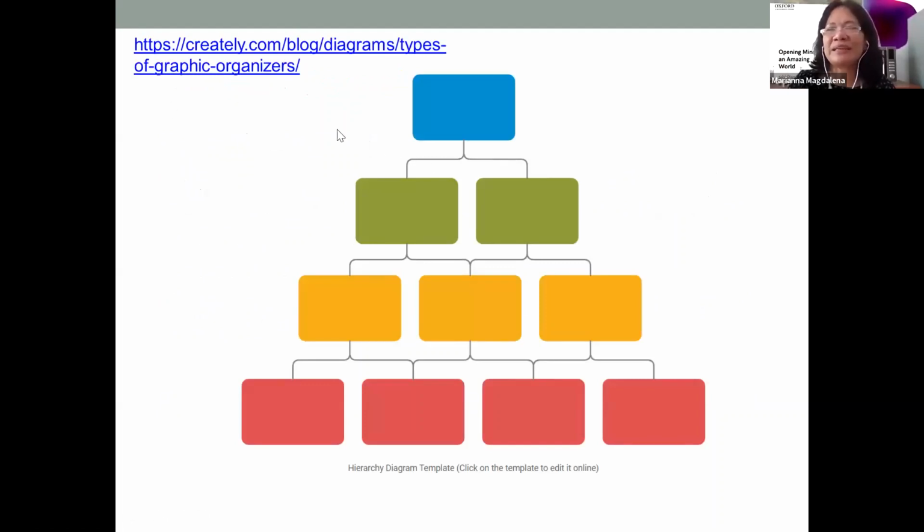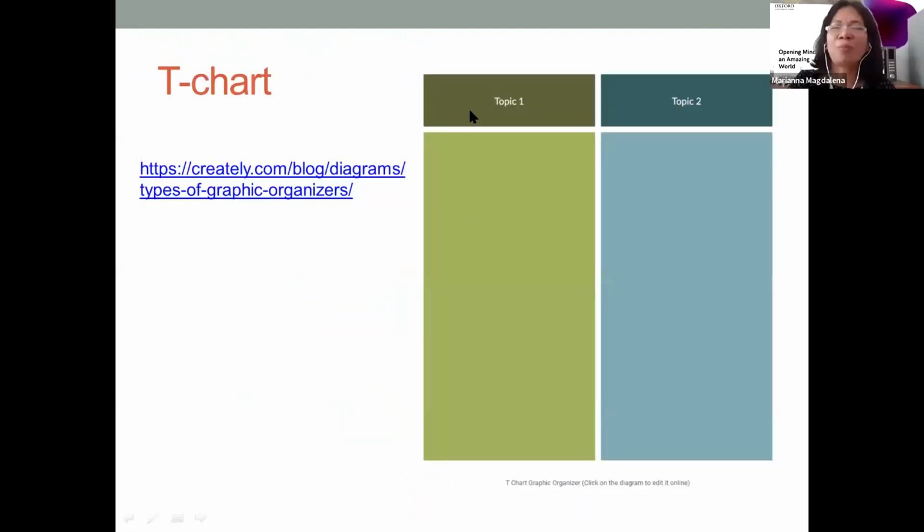You can edit it. There are many templates, and you can edit them. This is the hierarchy chart. You start from the top and then go to the bottom. Another example is the T chart. Topic 1, topic 2. Let's say you talk about conductors here and insulators here. So you can do a lot with a T chart. These are just examples.